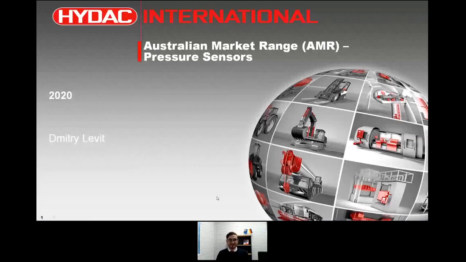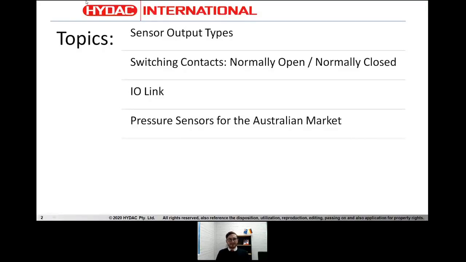So today, in the topics for today, we're going to discuss the sensor output types, the switching outputs that are available within a sensor. We'll also discuss switching contact types, normally open, normally closed. I will go into IO-Link and some of the really cool features that are within IO-Link, and we'll also go over the pressure sensors that we have.